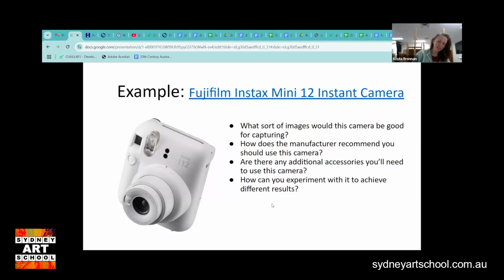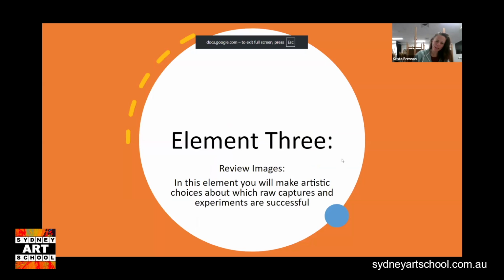All right. So we're going to move now to element 3. It's about making artistic choices about which raw images and experiments are successful. So it's reviewing your images once you've captured them.